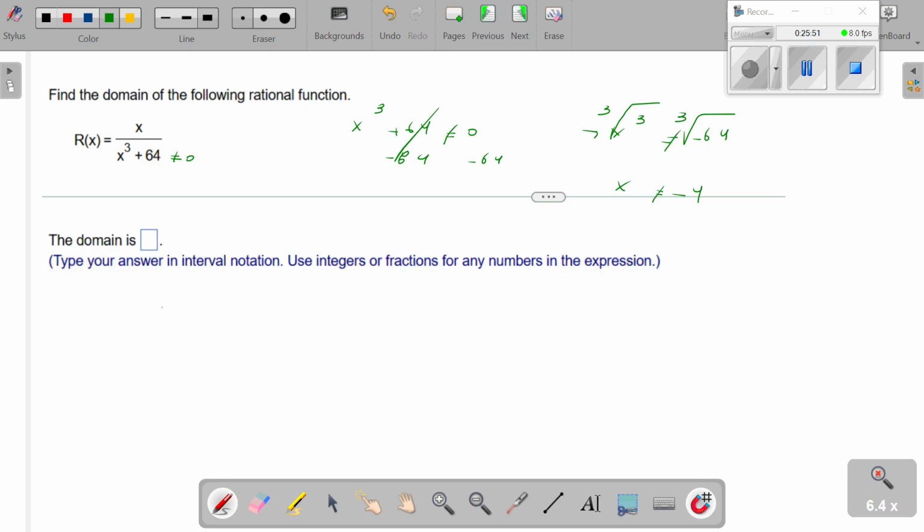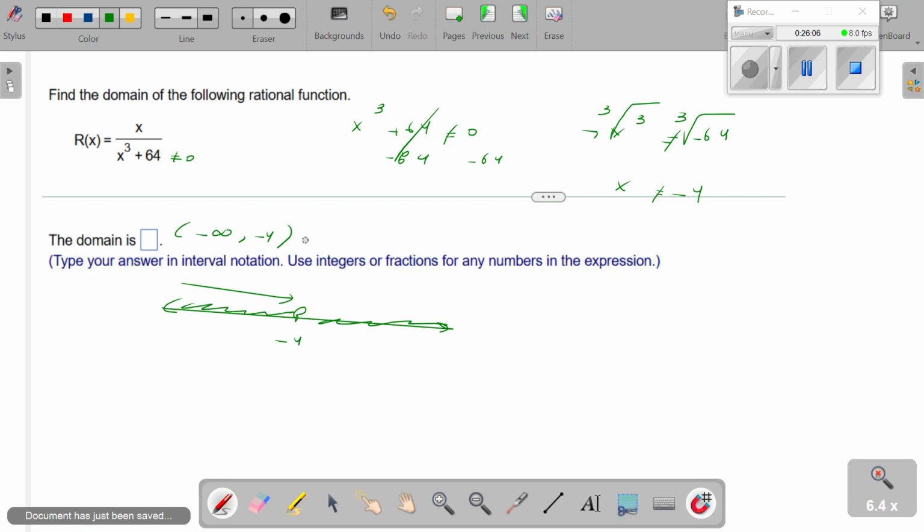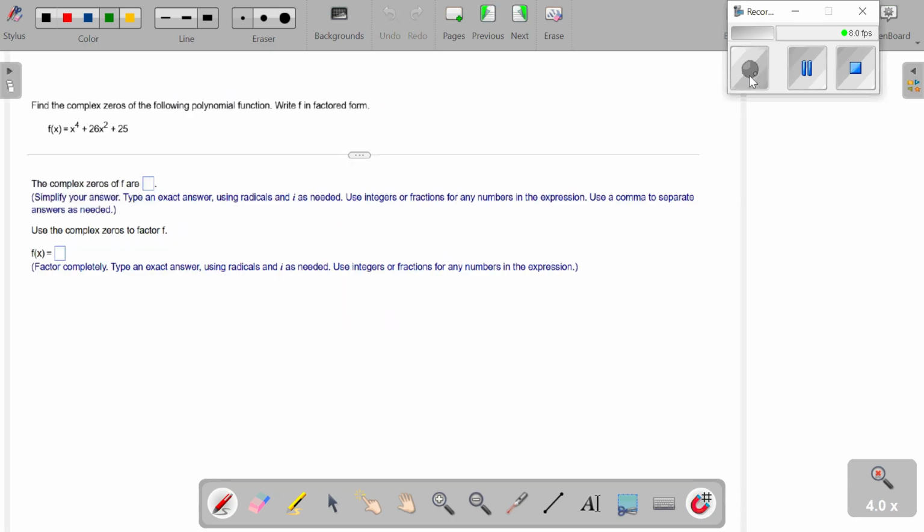So the domain will be, if I use my number line, negative 4 is the point that we don't want. Everything before that and after that are acceptable. So from negative infinity to negative 4, parentheses, and negative 4 to infinity. This is the domain of the function.